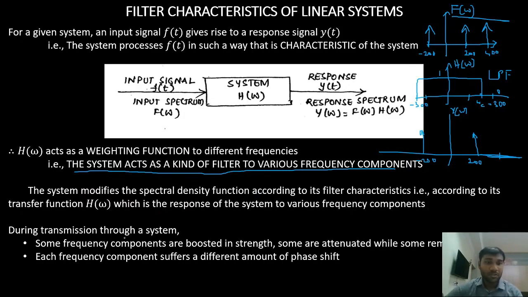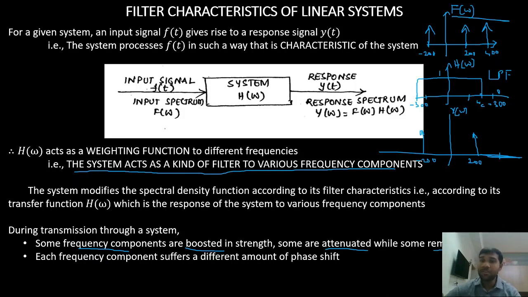Now, during transmission through a system, when we are transmitting the input signal through a given system, some frequency components can be increased in strength. Their strength can be boosted for some frequency components, while some can be attenuated. If you are increasing the amplitude of certain frequency components, that means you are amplifying those frequency components, and if you are attenuating certain frequency components, that means you are rejecting those frequency components. Some remain unaffected.